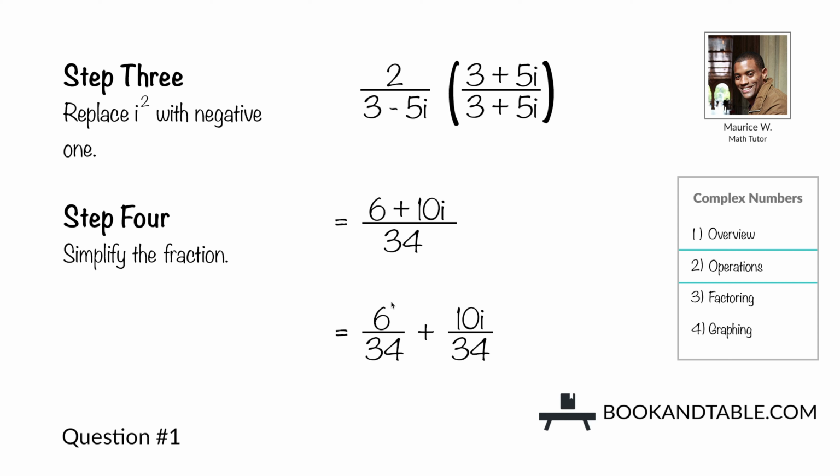And then we can simplify it further by dividing this numerator by 2 and this denominator by 2. So this becomes 3 over 17, plus 10 can be divided by 2, and 34 can be divided by 2 as well, giving us 5i over 17. So the final answer for 2 divided by 3 minus 5i is 3/17 plus 5i/17.